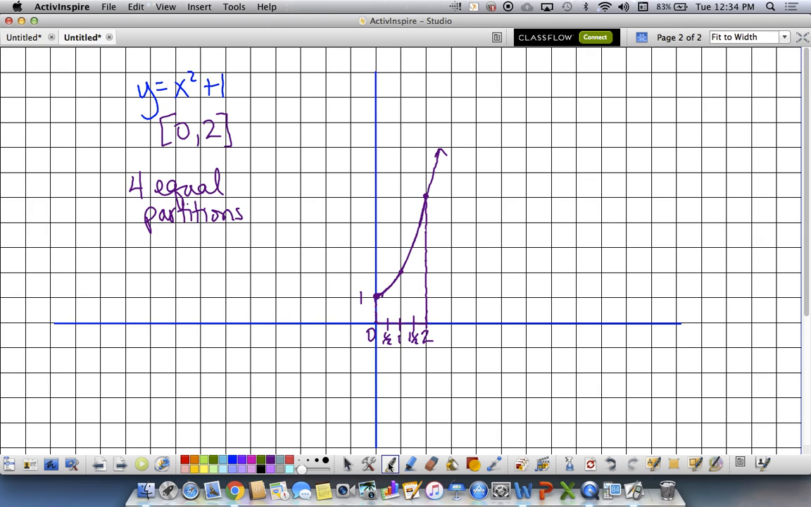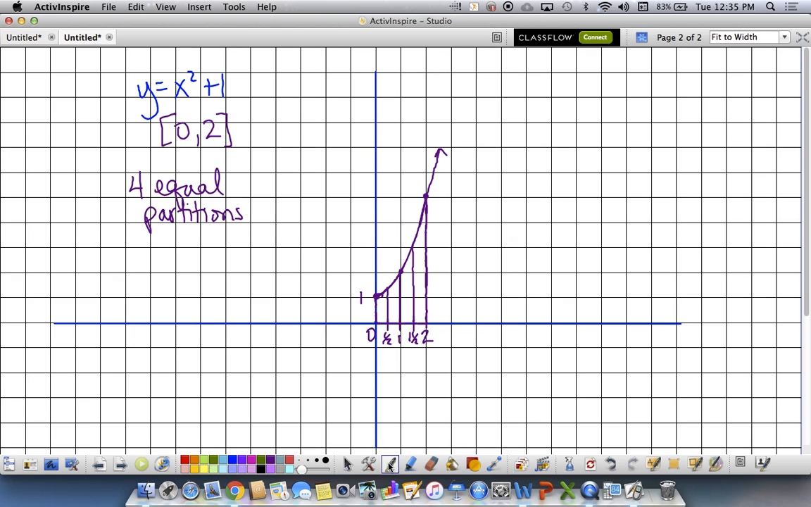Oh, I should have spaced this out more. Okay, but I didn't, so it's okay. So each of my bottom pieces is going to be a half a unit. They're going to draw vertical lines from the x value that's a half straight up, the x value that's 1 straight up, and the 1.5 straight up. 2 I drew earlier because it's the end point.